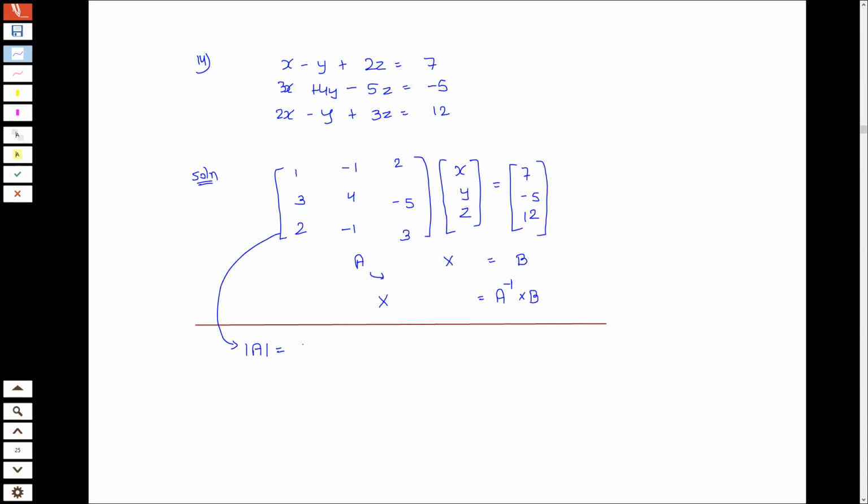So determinant of A, let us find: 1 into 4 3s are 12, then 5 1s are 5, in between minus sign, then it is -1, so I will write +1.